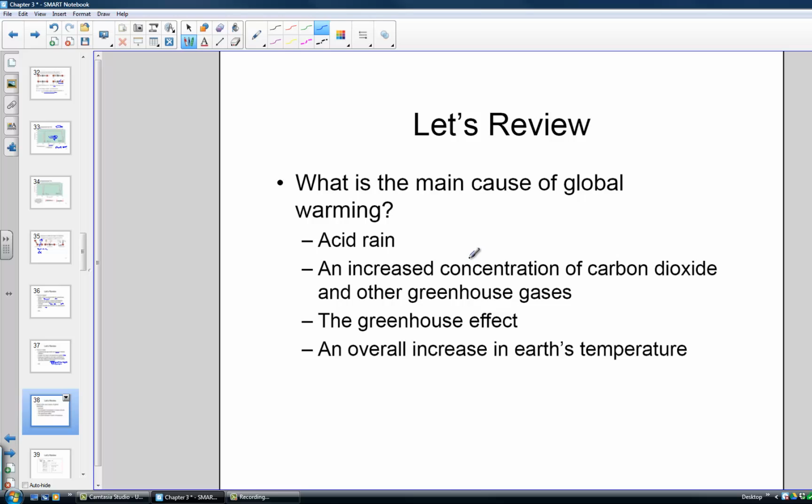What is the main cause of global warming? This looks like one. It's like acid rain, increased concentrations of CO2, the greenhouse effect, and overall increase in Earth's temperature. Well, the main cause of global warming is increasing the CO2, which then creates the greenhouse effect, which then traps heat in the Earth's atmosphere. It's going to increase the Earth's temperature. So this is the cause, and everything else is the effect.